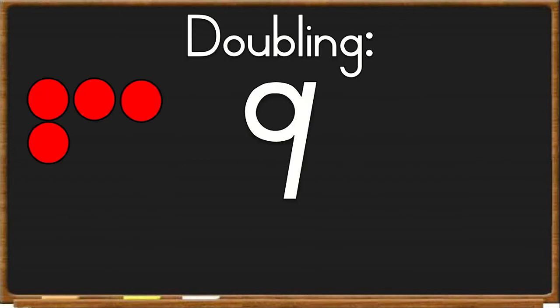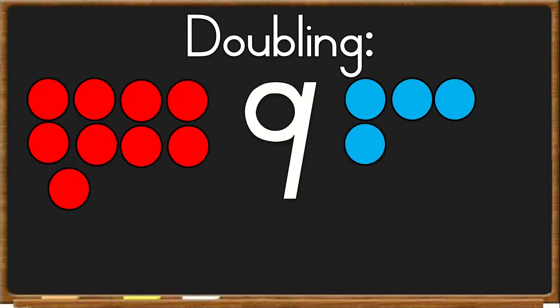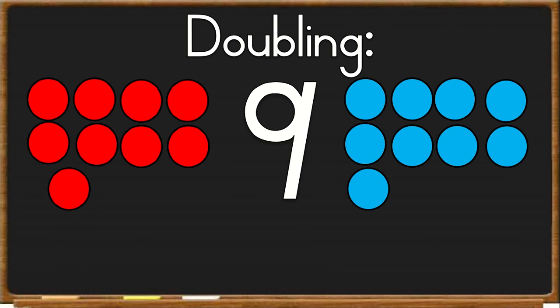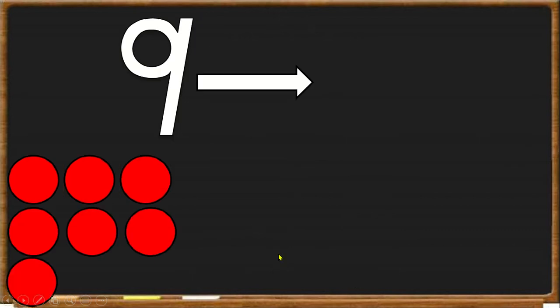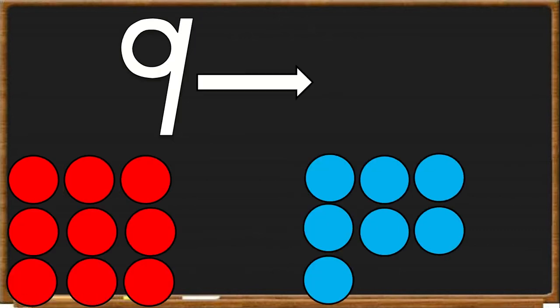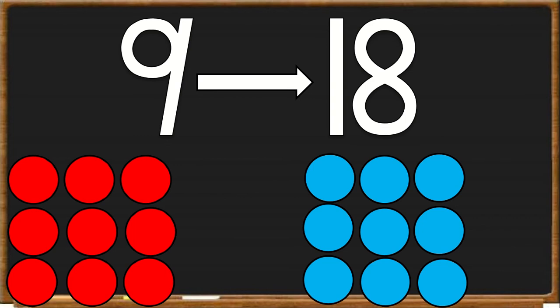Now we're going to look at 9 on my left, 9 on my right. So we say 9 plus 9. So I have 9 over here. So I'm going to say 9, 10, 11, 12, 13, 14, 15, 16, 17, 18. So 9 plus 9 is 18. Therefore, double 9 is 18.